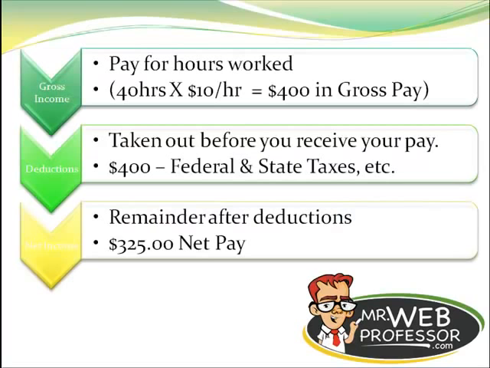So, let's take an example of this. Your gross income would be your pay times the number of hours you work. So if you worked 40 hours times $10 an hour, your gross pay would be $400. Deductions are taken out before you receive your pay. For instance, the $400 minus any federal or state taxes, as well as other common deductions. So in this example, if there was $75 of deductions, the remainder would be your net pay of $325.